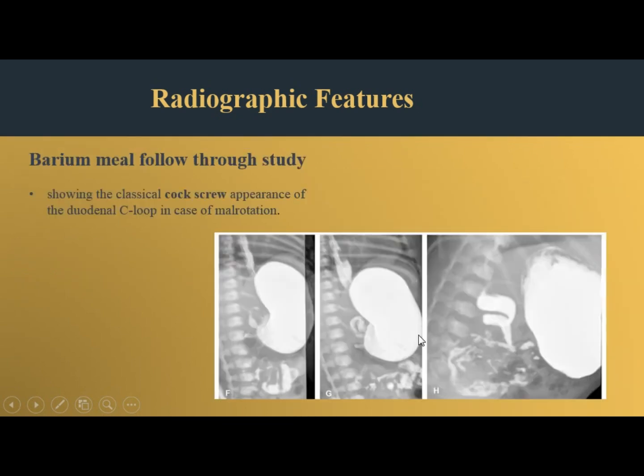Next, please. Here it's associated with a corkscrew appearance, which is also a complication of malrotation. In case of volvulus, once malrotation predisposes to volvulus, it will appear as a corkscrew appearance, because it's around the SMA. So you see this corkscrew here. Again, you can see it here like this corkscrew.